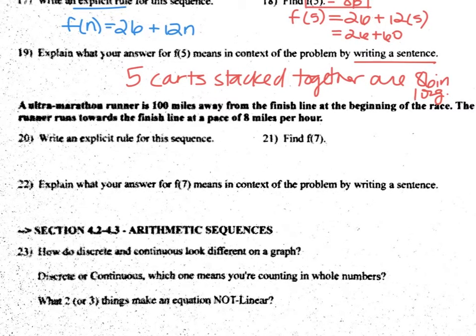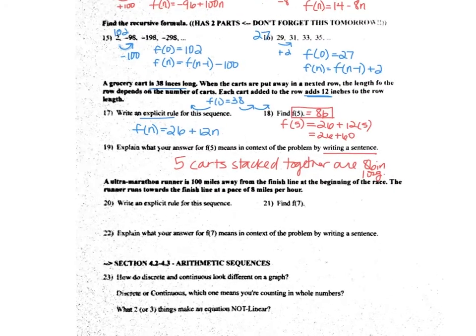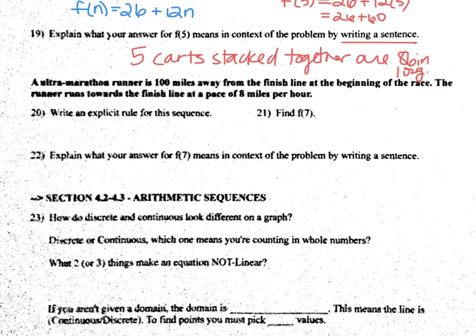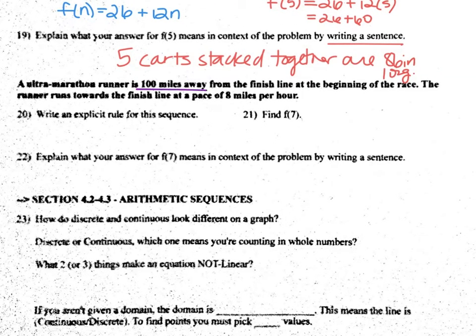If you haven't had a chance to work the next question, pause the video and try it on your own before you watch how to do it. Okay, so this next question, they tell me that our starting point is 100 miles away. And they tell me that they run at a pace of 8 miles per hour.